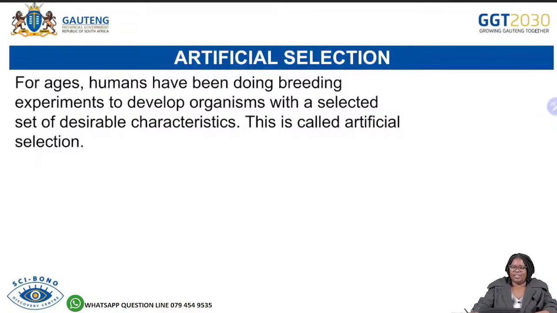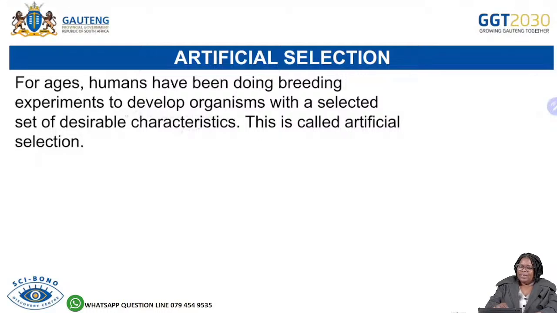How can that happen? Right, we're going to continue with artificial, whereby we are saying humans have been doing breeding experiments to develop organisms. You can develop organisms with a selected set of desirable characteristics. In other words, artificial is man-made. You choose those desirable characteristics, then we call that artificial selection. Okay, I'm going to repeat that. So humans have been doing breeding experiments, developing organisms. You select a set of desirable characteristics that you want as a person. Then that is called artificial selection.